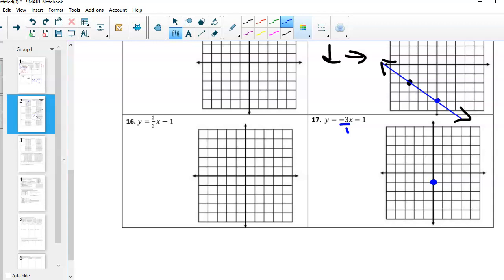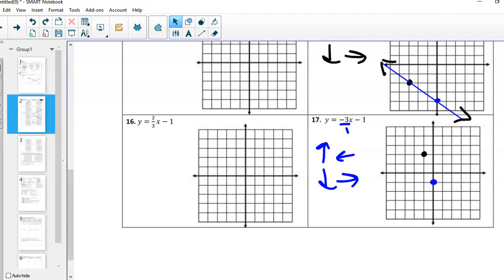And then we are using those same directions, going up and going to the left, or going down and going to the right. So go up 3 and left 1 as much as you can. And then go down 3 from your y-intercept and right 1 as much as you can. And then make your line.